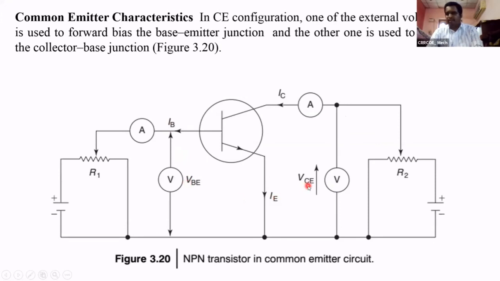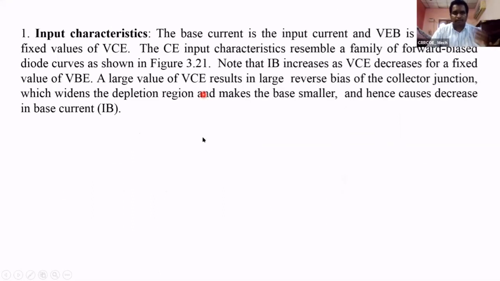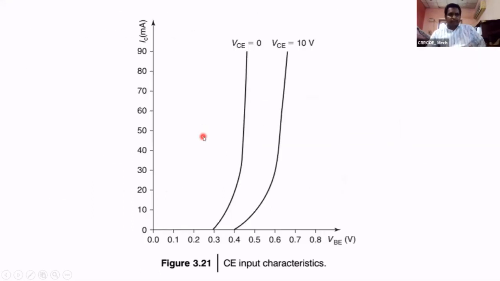Okay, voltage at collector minus voltage at emitter is VCE. So here the common terminal is E. That's why it is called common emitter configuration. The characteristics are now we see. Similar characteristics you can see here. Almost, I have already explained in the previous slide. Same explanation is here.